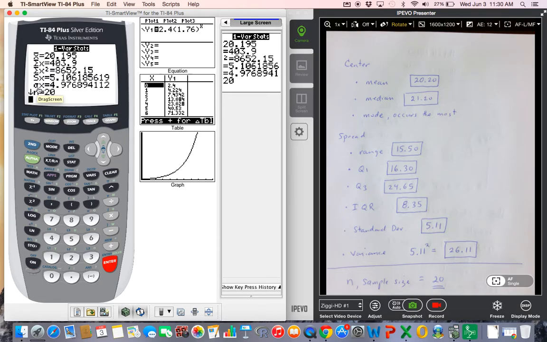The population standard deviation is 4.98. The sample standard deviation is 5.11. That's the one we typically report because we're typically statistically describing a sample.